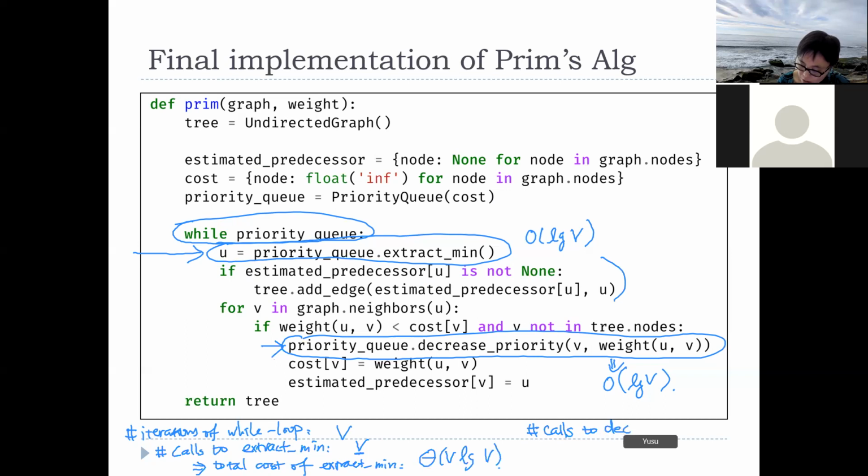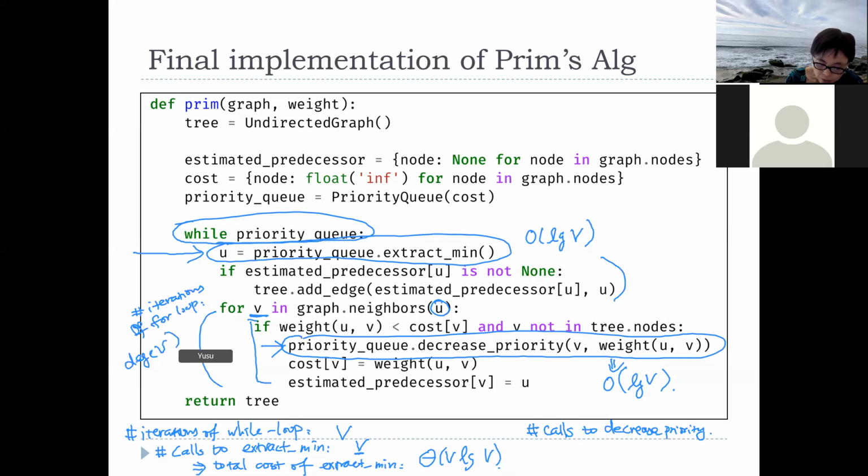Now, let's see how many times we are going to call this decrease priority. Well, this is inside the for loop. For a fixed node U, the number of iterations of the for loop is the degree of U, because we check all neighbors of U. That means the maximum number of times we call this for a fixed for loop is the degree of U, and U can be every node in your input graph.